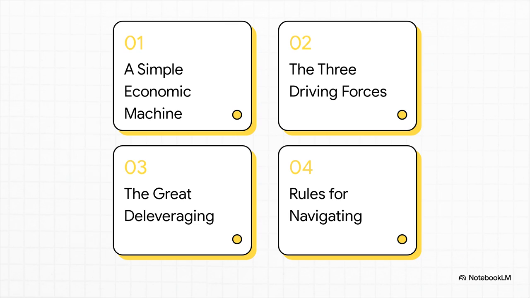So here's how we're going to do it. First, we'll start with the smallest possible building block. Then, we'll layer on the big forces that create these massive cycles. After that, we'll look at what happens when things go really wrong. And finally, we'll boil it all down into 3 simple rules to help you make sense of it all.